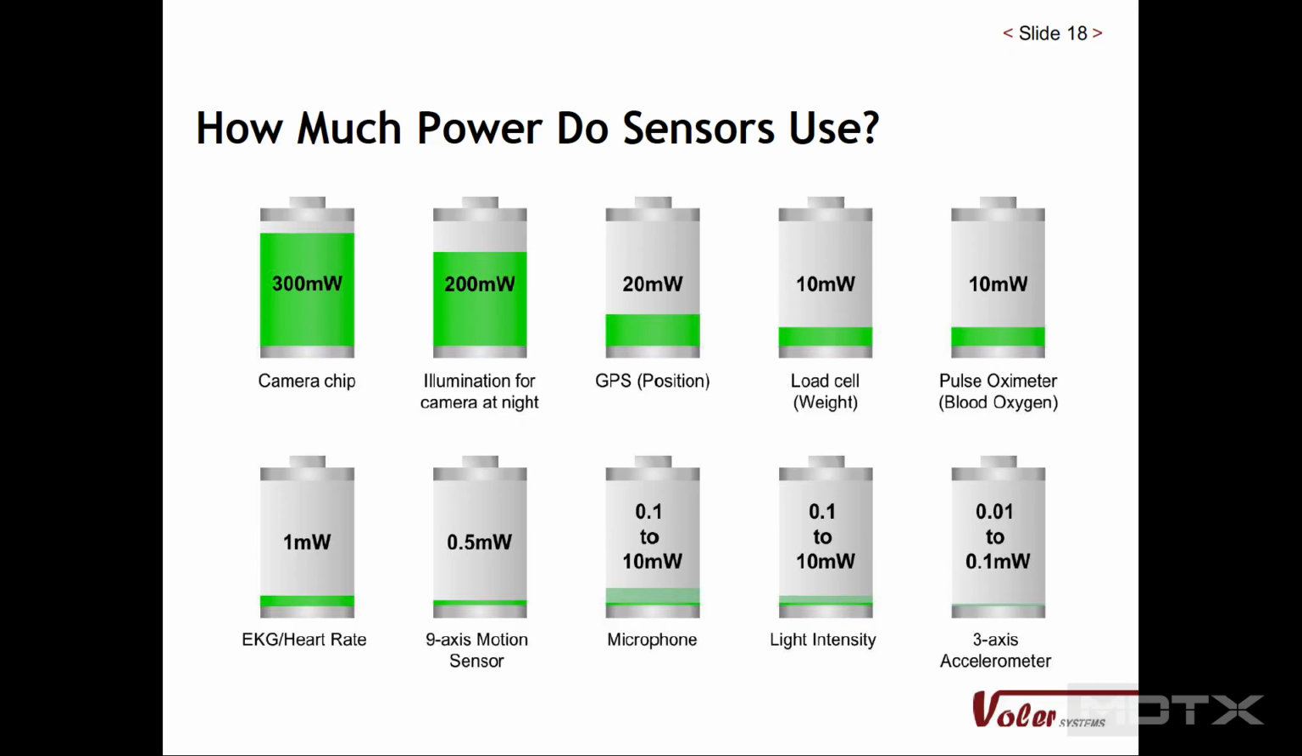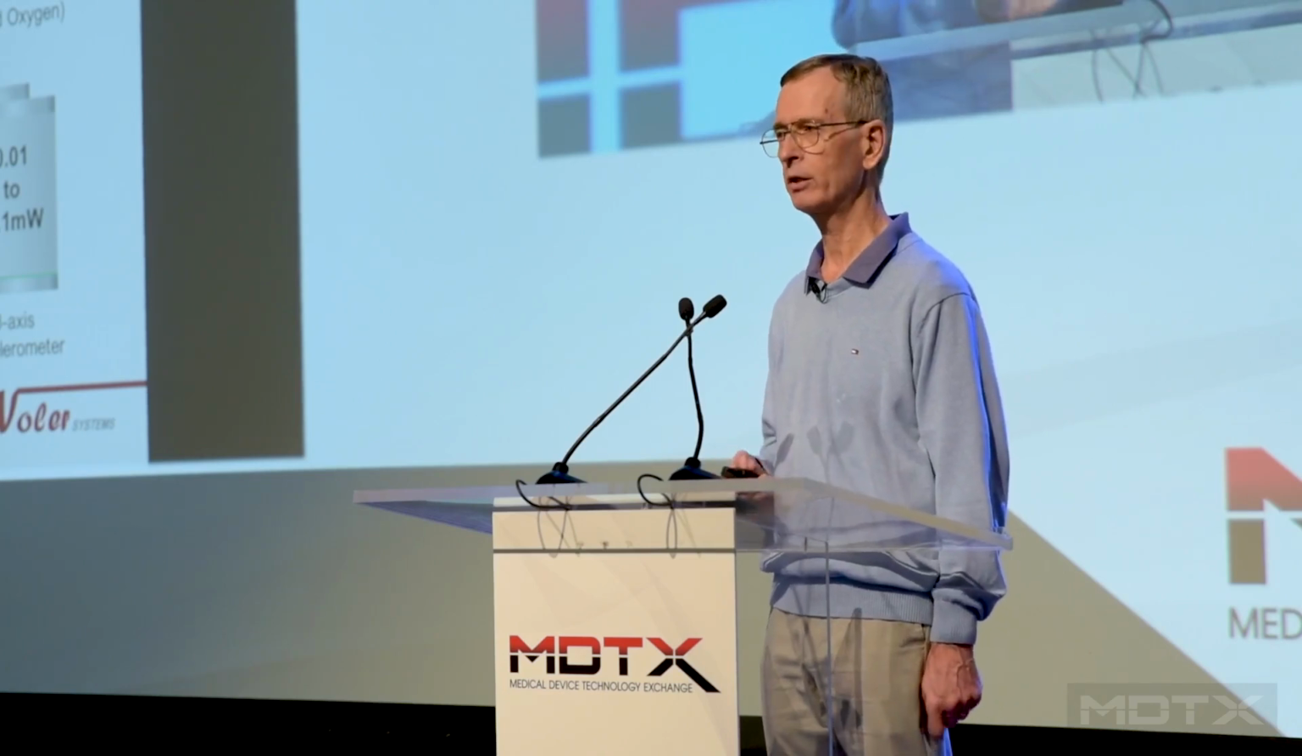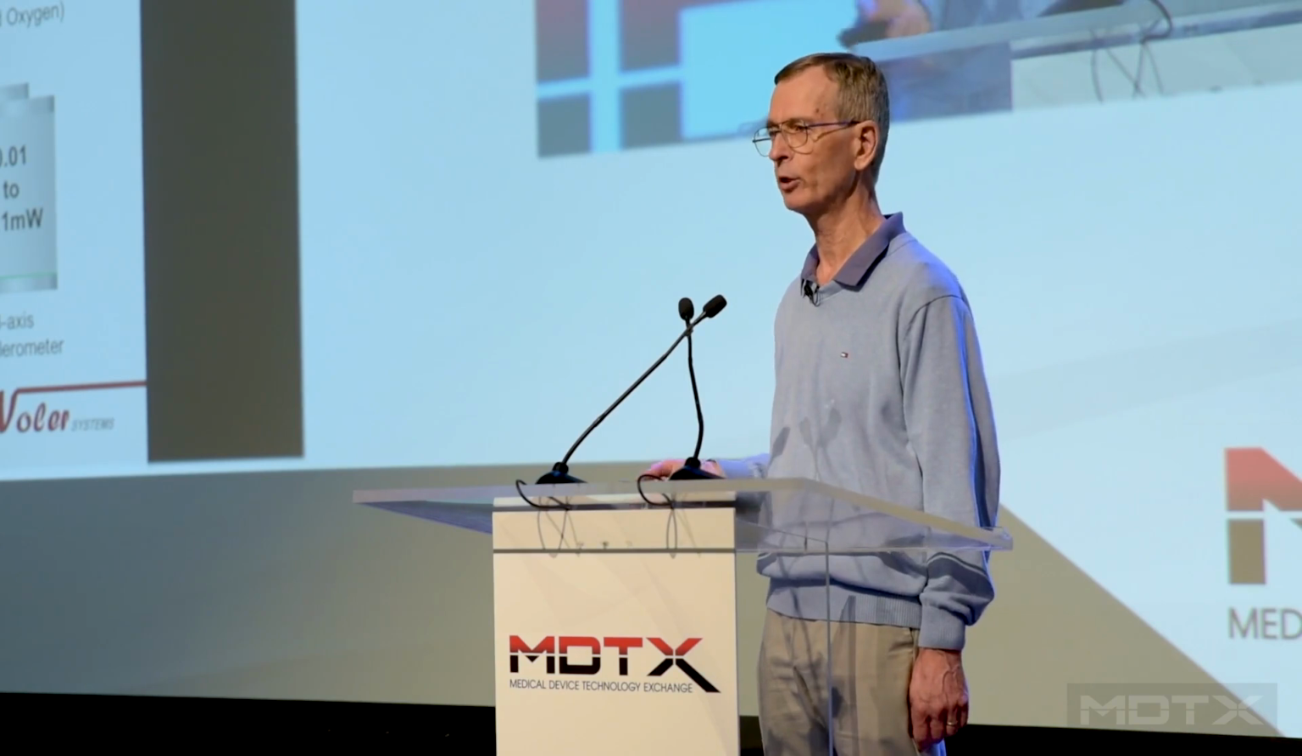Now we get down here at the bottom to measuring heart rate or ECG. Now we're getting down to devices that can run continuously for a long time. The 9-axis motion sensor that I talked about, which can do dead reckoning. A microphone, depending upon the technology, there's different types. They can be very low power or moderate. Light intensity can be also very low power. The ultimate is the 3-axis accelerometer, which can be so small that you can leave it on continuously, and it takes about as much power as your wristwatch, which can last for a year or more.